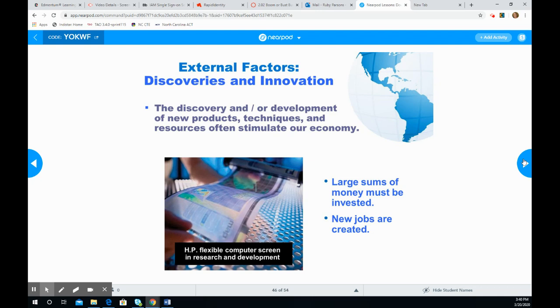So let's think about discoveries and innovations. The discovery and/or development of a new product, a new technique, or any type of new resource could often stimulate our economy. Large sums of money are going to be invested into this, so therefore it's creating new jobs.